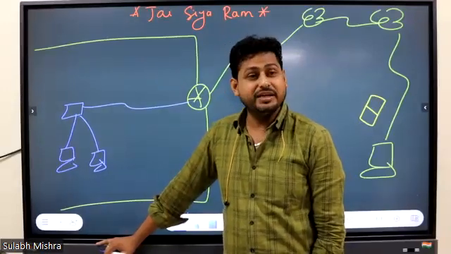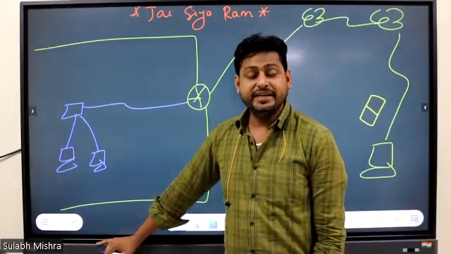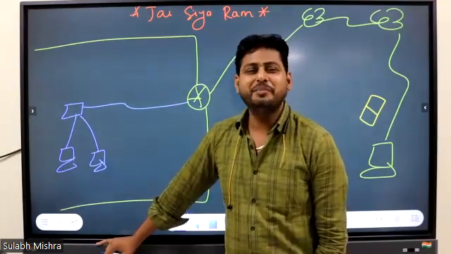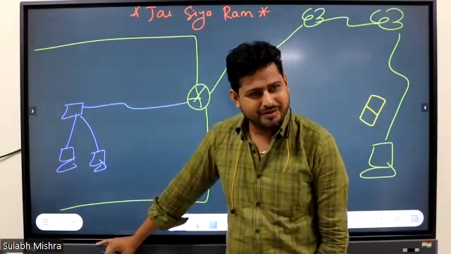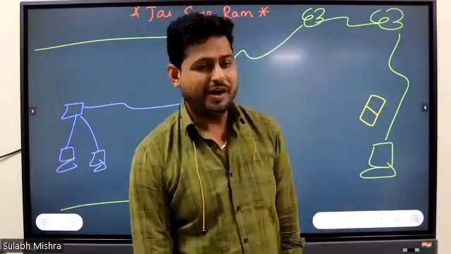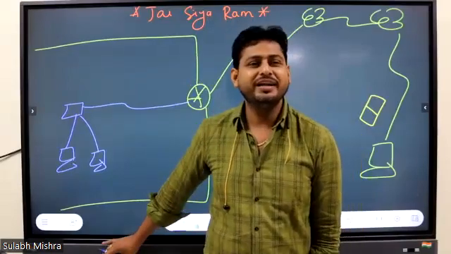So firewall works on which layer? Firewall, layer 3 and 4. It understands IP address also and ports and protocol. Protocol comes on layer 4, while IP address comes on layer 3.